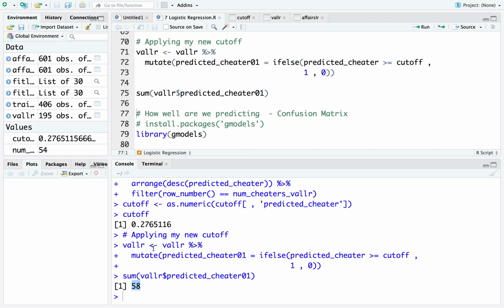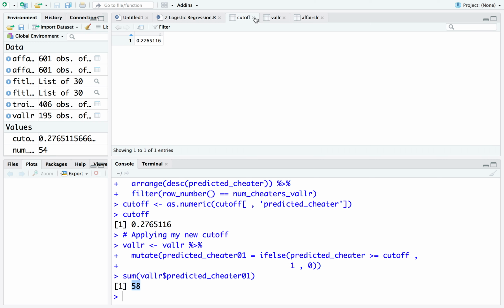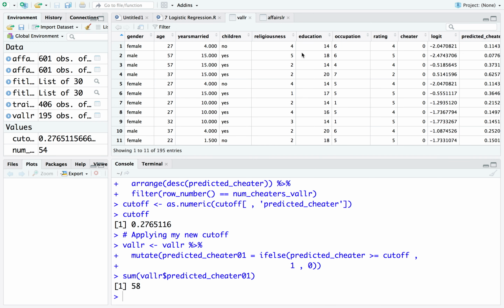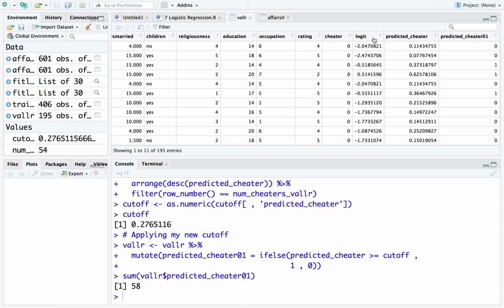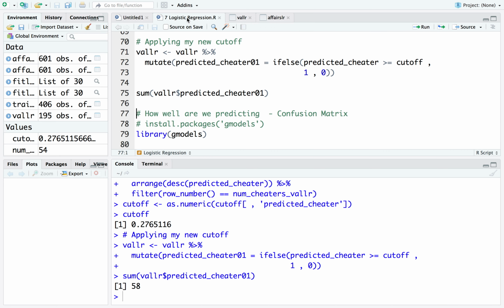I've just summed it up instead of 54. Close enough. Let's take a look at this data set. Again, I have my predicted cheater and I have my predicted cheater 01. Now we're going to be able to evaluate this model in terms that are easier to interpret as far as how good this model is.